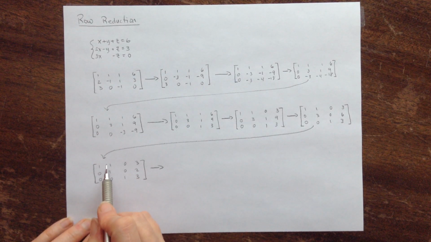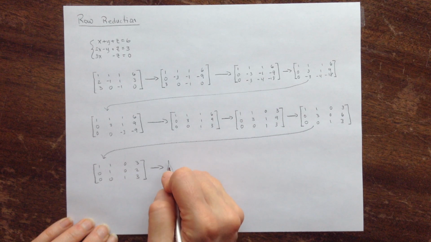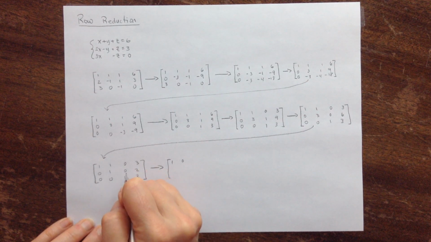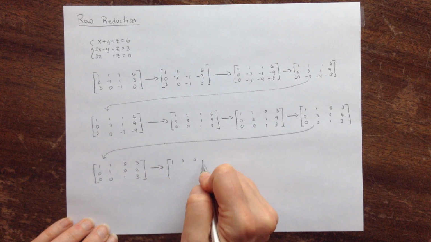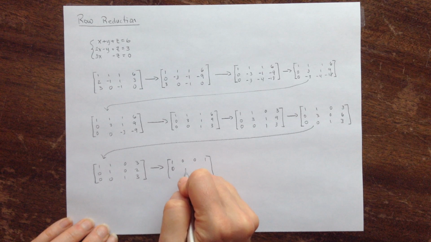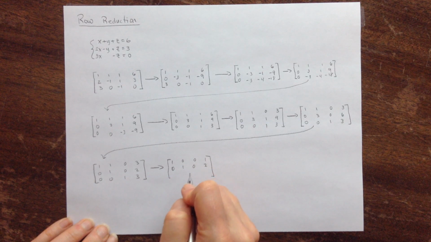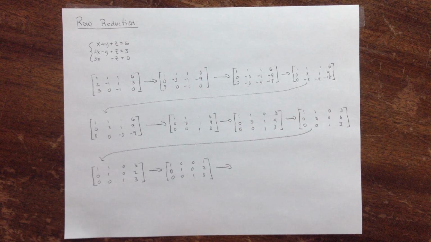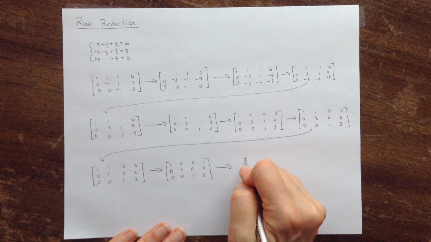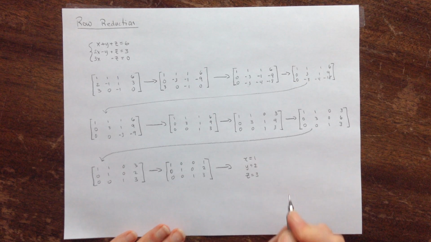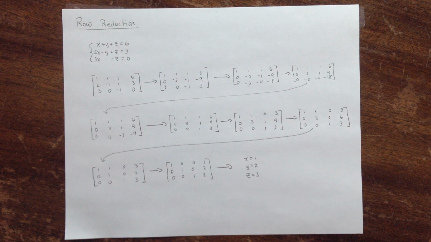I get a 0 here by doing the first row minus the second row. So I'm going to do 1 minus 0 is 1, 1 minus 1 is 0, 0 minus 0 is 0, 3 minus 2 is 1. And then the other two rows stay the same. And if I translate that back to a system of linear equations, I get x equals 1, y equals 2, z equals 3. And then you plug that in and check.